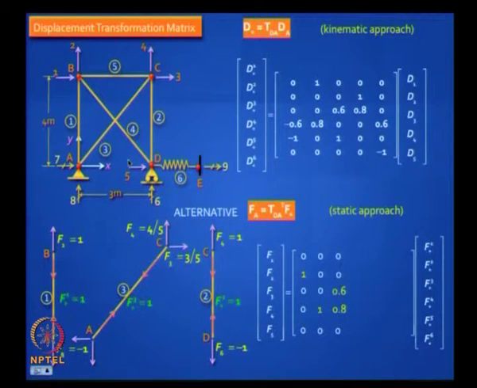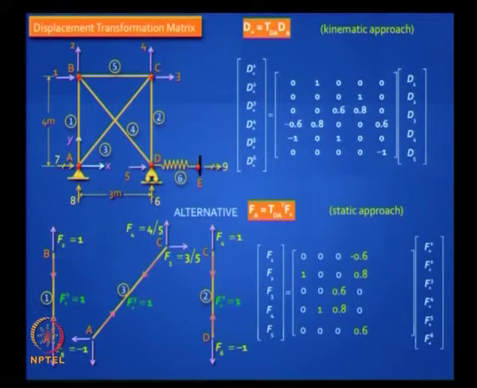So what is F1 going to be? Minus 0.6. What is F2 going to be? Plus 0.8. What is F5 going to be? 0.6. If you can't do this, you are in trouble. Okay. It's easy. It's not difficult. Actually, you can generate using the kinematic approach, and you can do a quick check using the static approach.